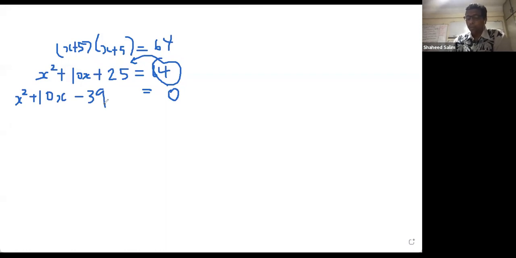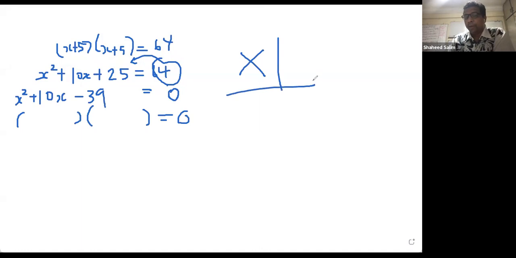So now what to do? You need now to do the crisscross method. You remember the crisscross method? Then it equals 0. Okay, we are revising now. Down here is x. x times x gets x squared. And then what number do we put here? We put minus 39. And this part must be 10x. So 1 times what equals 39? 1 times 39. 3 times 13. I take 3 times 13.